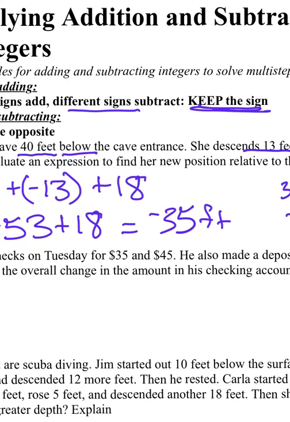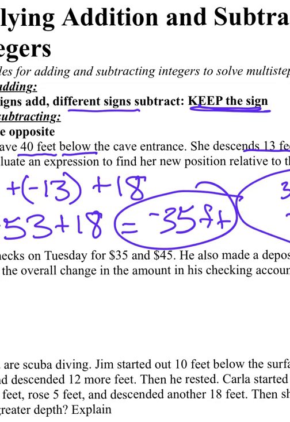Now, if I say below the cave entrance, I don't want to say negative. So I could write it as a negative 35 feet, or I could say 35 feet below the cave entrance. Because the below tells us it's negative. Okay? Are we good on that example?